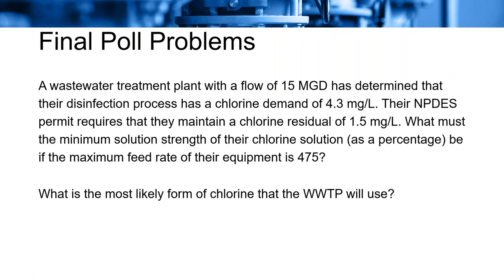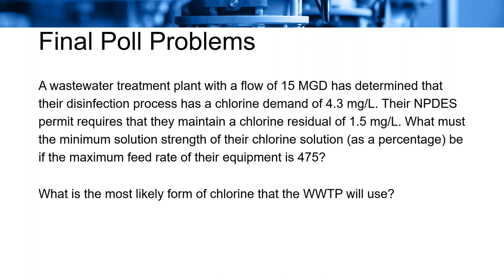A wastewater treatment plant with a flow of 15 MGD has determined that their disinfection process has a chlorine demand of 4.3 milligrams per liter. Their NPDES permit requires that they maintain a chlorine residual of 1.5 milligrams per liter. What must the minimum solution strength of their chlorine solution, as a percentage, be if the maximum feed rate of their equipment is 475? I left out that unit, but it should be pounds per day.